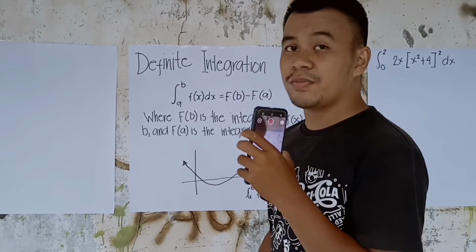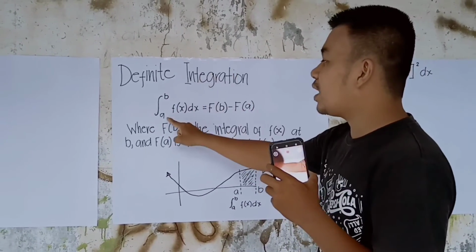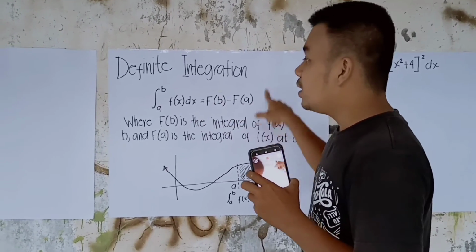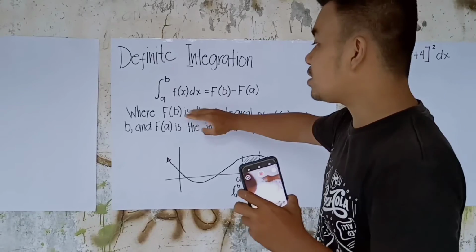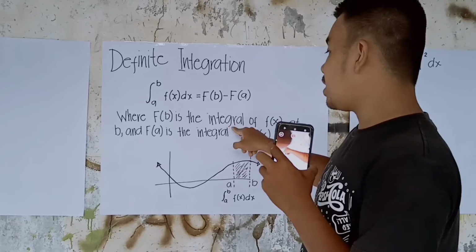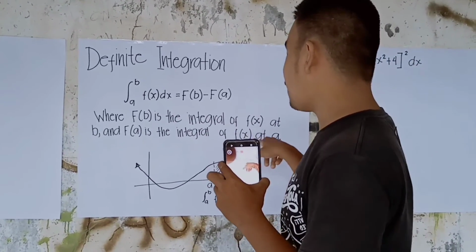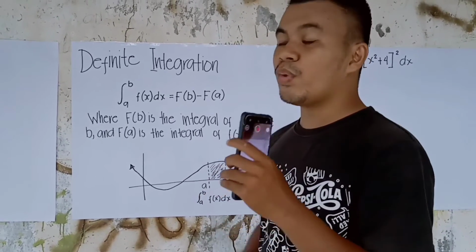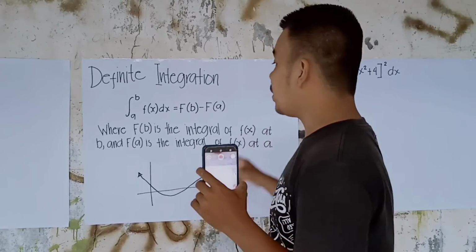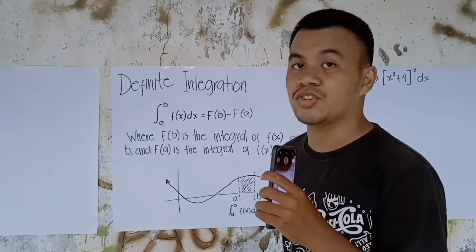So, what is the formula of definite integration? This is the formula of definite integration. The integral of f of x dx from a to b is equal to F of b minus F of a. This is the formula of definite integration, where F of b is the integral of f of x at b, and F of a is the integral of f of x at a. So when we are solving equations and functions from definite integral, we will use this formula, because without it, we cannot solve definite integration.